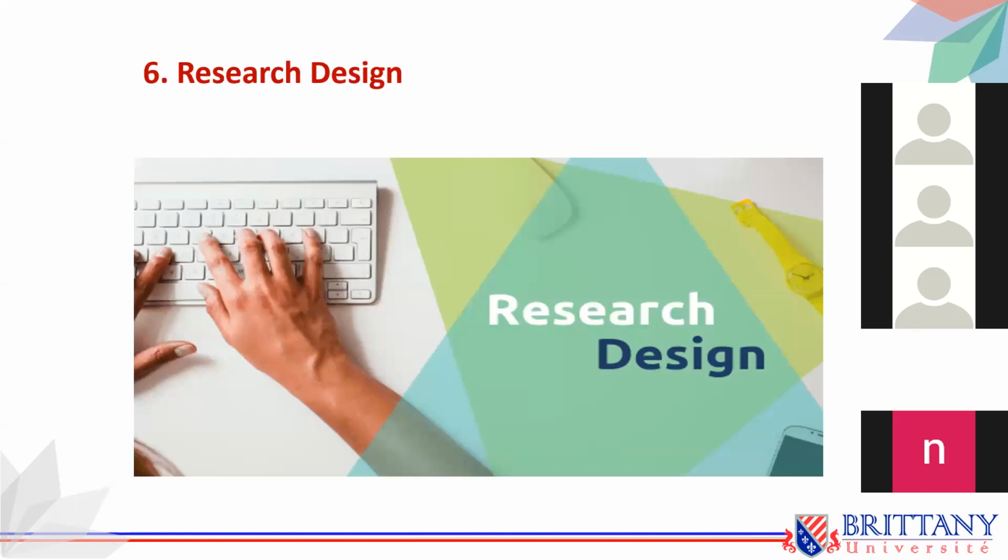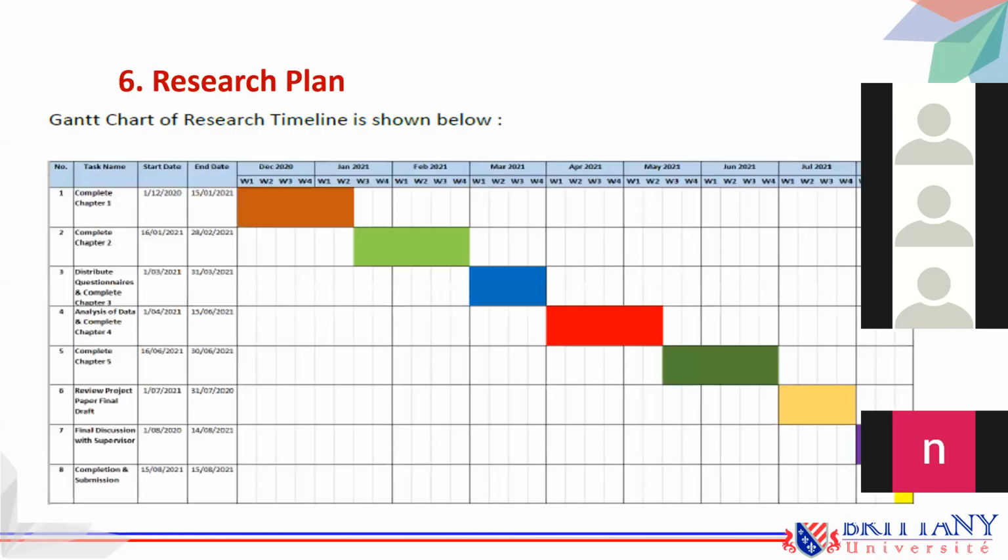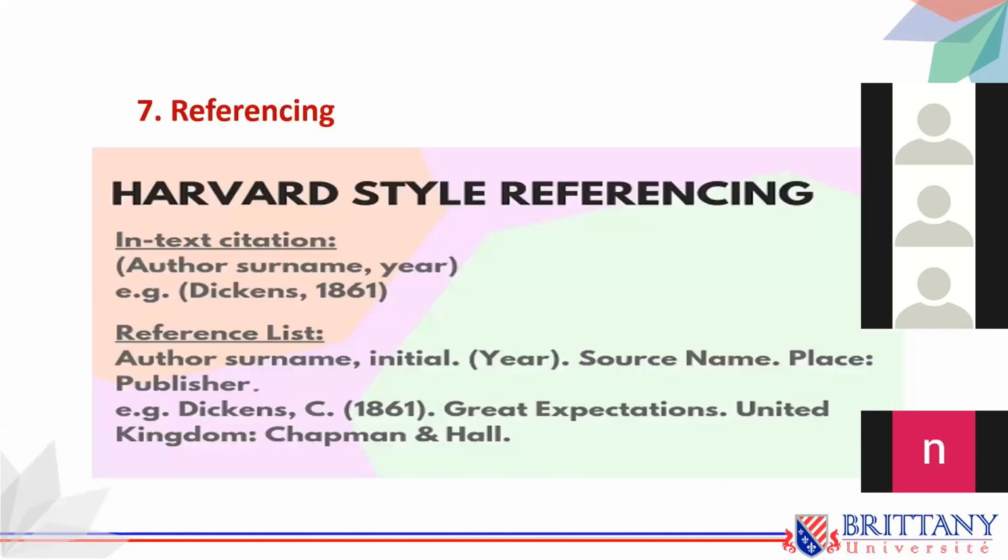The literature review and research design will be covered in our next session, which will be held on 21st of January. Now, the last part is your research plan, or what we call the Gantt chart. You need to give a plan. Among the many proposals we receive, some have no plan, so we need to reject them. This is an essential part of your research proposal. And finally, you will be adding your referencing, Harvard referencing style.